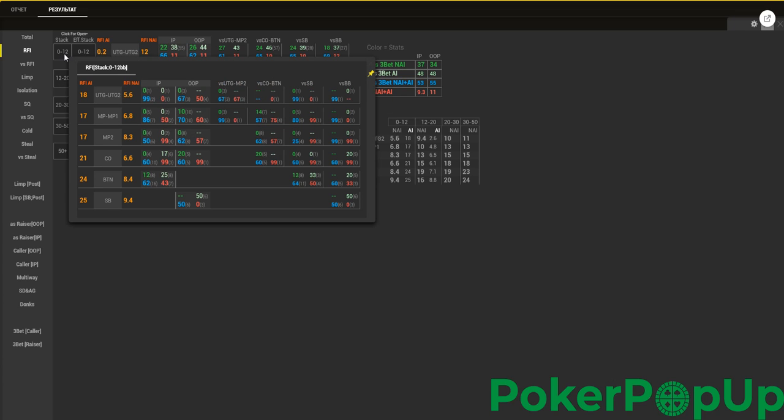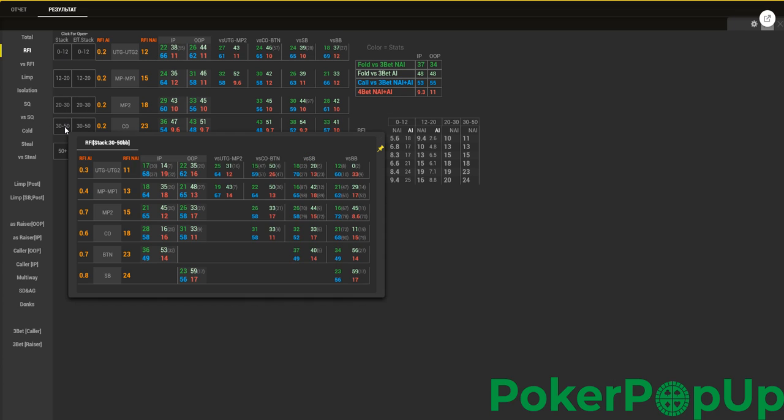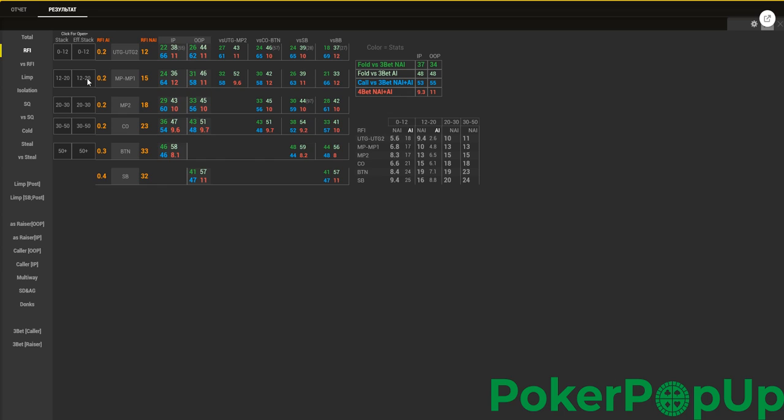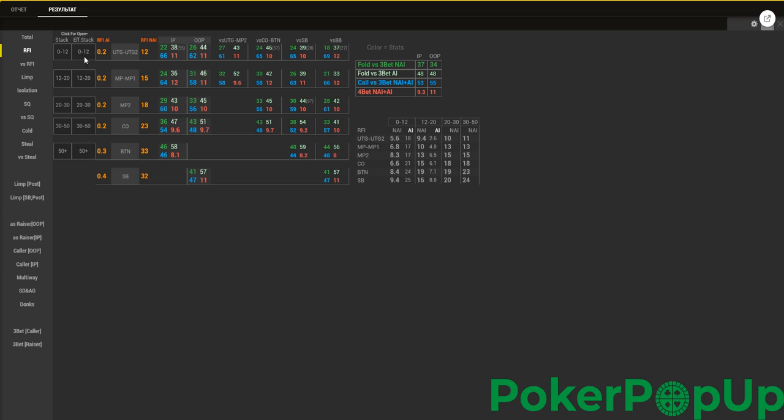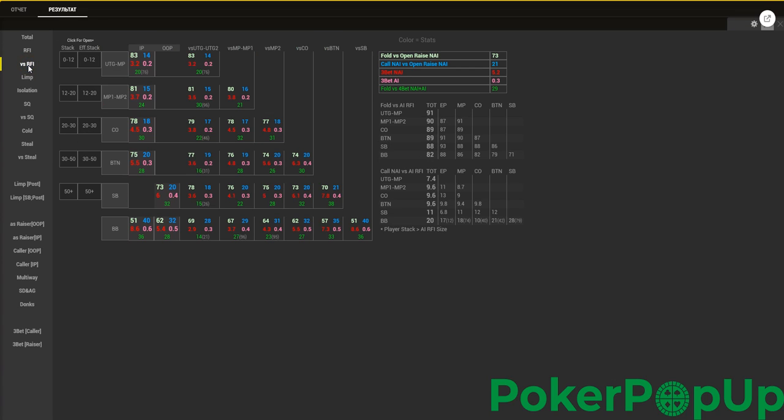On the left side here, you can open the same table, but for a specific stack size of this player. You can click and see how he plays when his stack is less than 12 BB or between 30 and 50 BB. You can also open such tables for his effective stack. Those tables take into account both this player's stack and hero's stack. Let's say he open raises and we 3-bet. This means that the effective stack between us two is 12 to 20 BB. And you can see how he plays in specifically this stack size, or bigger stack size, or smaller stack.